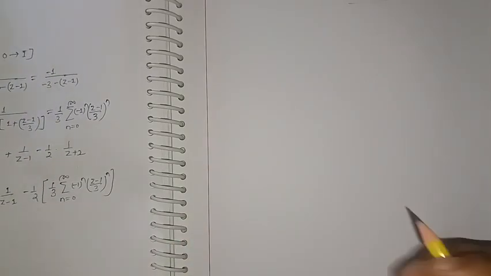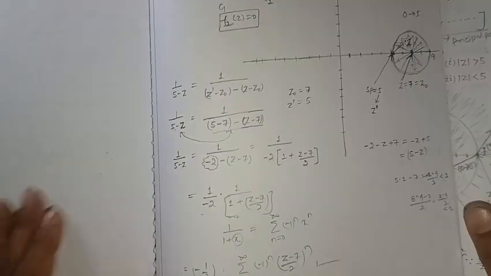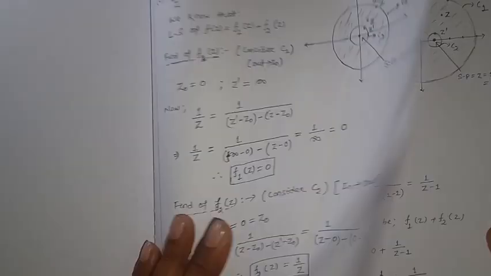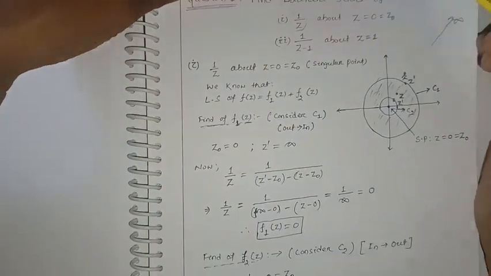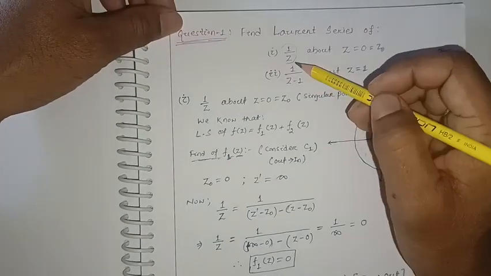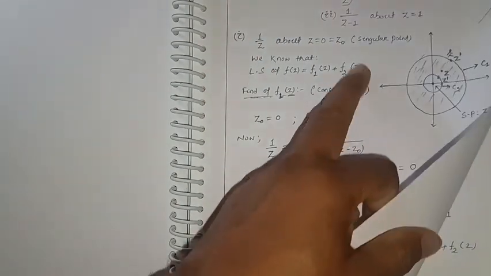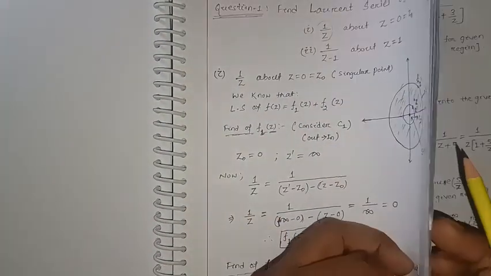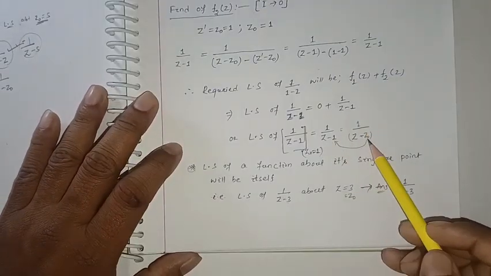Right, now I'm going to show you the important results we found. As I told, come to question number 1. We have already discussed that to find the Laurent series we have to find its corresponding singular point, and the Laurent series will be the function itself. So 1 by z about z equal to 0, the Laurent series will be 1 by z, written in the form 1 by z minus z0. Likewise 1 by z minus 1 about its singular point z equal to 1, the Laurent series will be the same, 1 by z minus 1, which is in the form 1 by z minus z0.